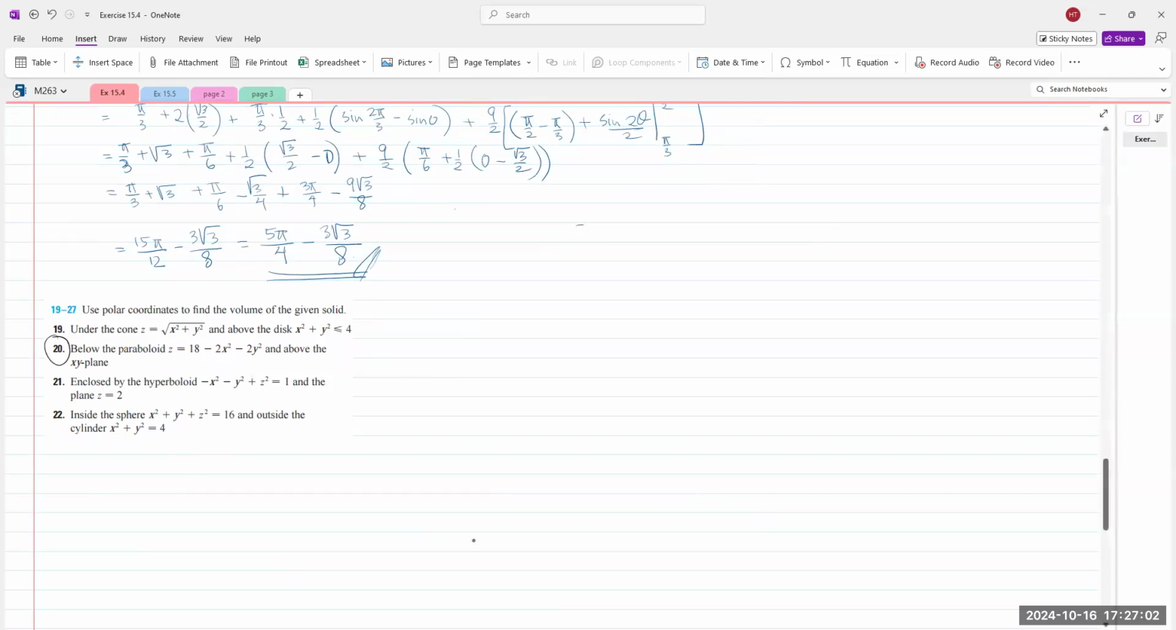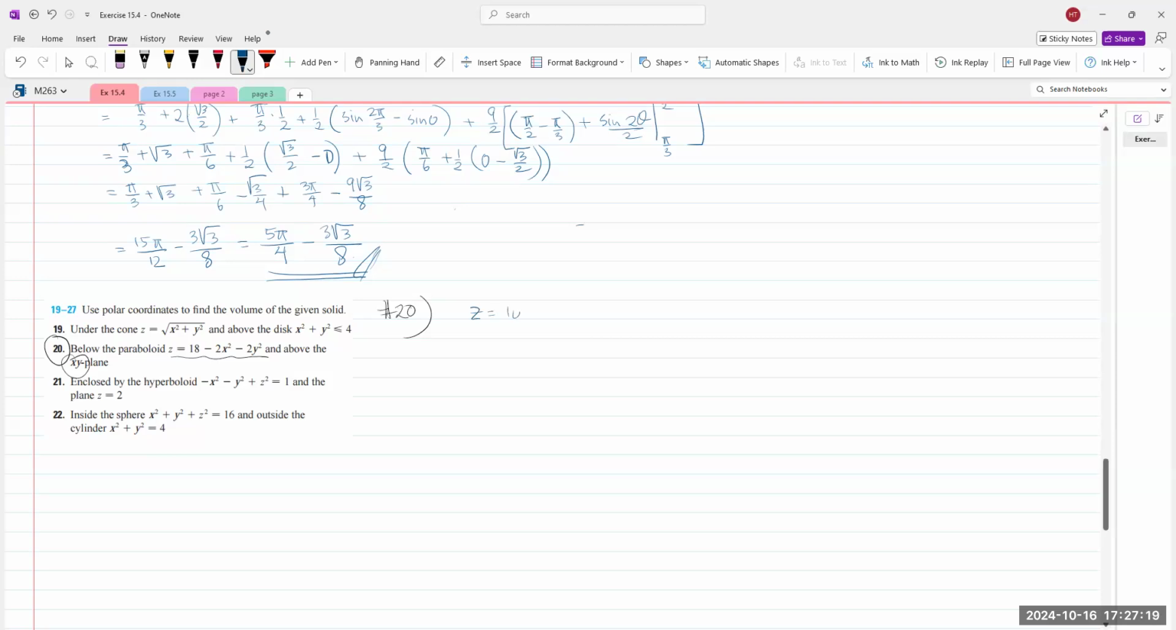Use polar coordinates to find the volume of the given solid. Below the paraboloid, this is the paraboloid, and then above the xy plane. What does the paraboloid look like? z equals 18 minus 2x squared minus 2y squared. That's 18 minus 2 times x squared plus y squared.